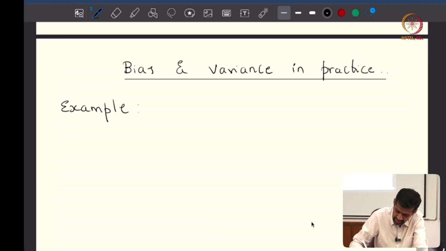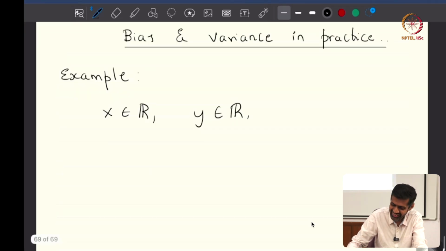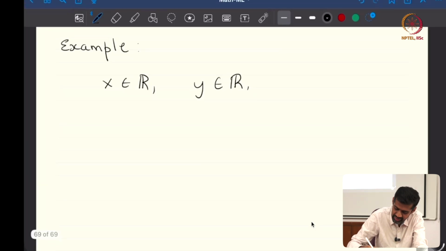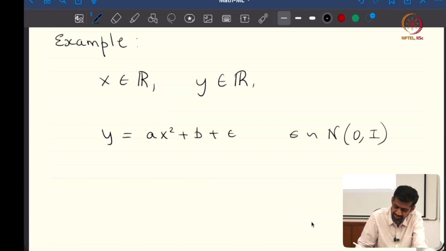Suppose x is in R and y also is in R, because I cannot draw anything if it's more than R. So I'll take both of them in R, and let's say that this is how I define my distributions. Y is equal to some ax squared plus b plus epsilon. Epsilon is Gaussian 0 1, and a and b are some numbers.